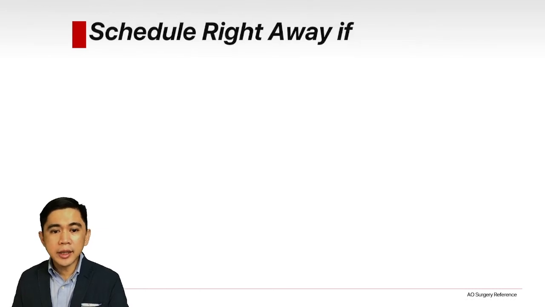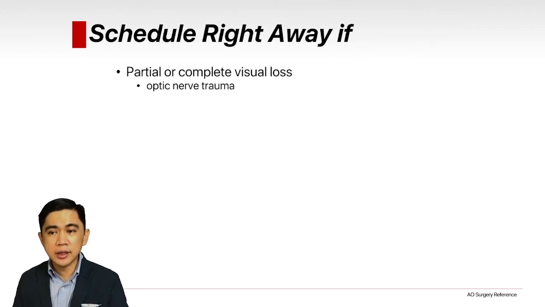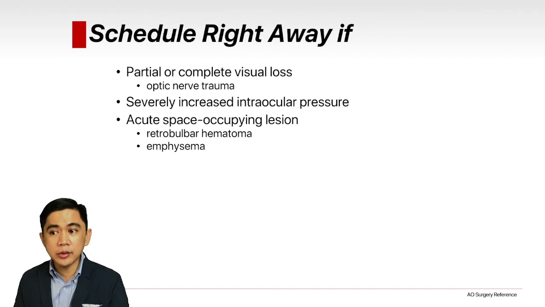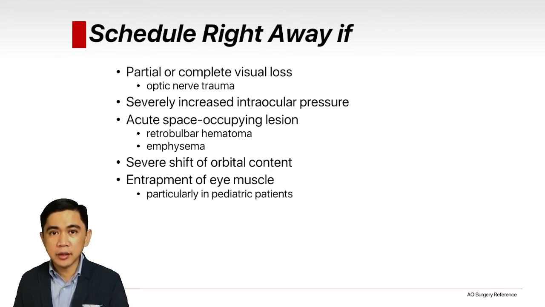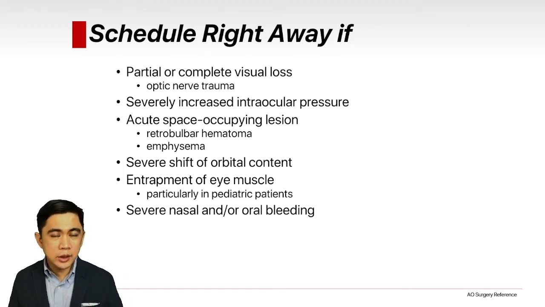However, there are instances wherein you must expedite the scheduling of your repair. You must schedule right away if you have a patient with the following scenarios. First, if there is partial or complete visual loss, and this will mean that there is already optic nerve trauma. And in your PE, if there's severely increased intraocular pressure, if there is an acute space occupying lesion like a retrobulbar hematoma or emphysema, if there is severe shift of orbital content, if there is entrapment of eye muscles, particularly in pediatric patients, and if there is severe nasal or oral bleeding. In all of these scenarios, you might want to consider the timing of your repair.